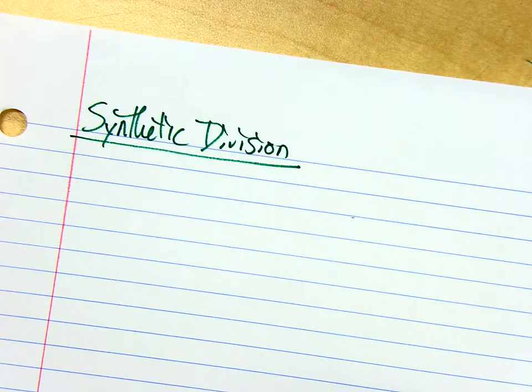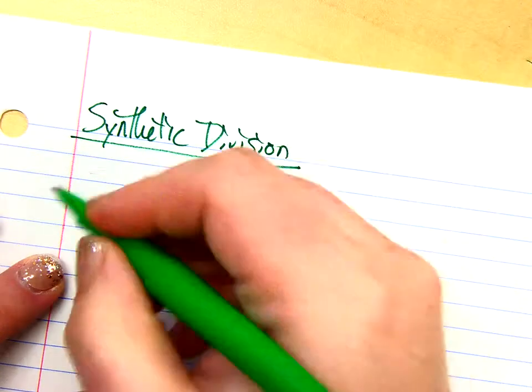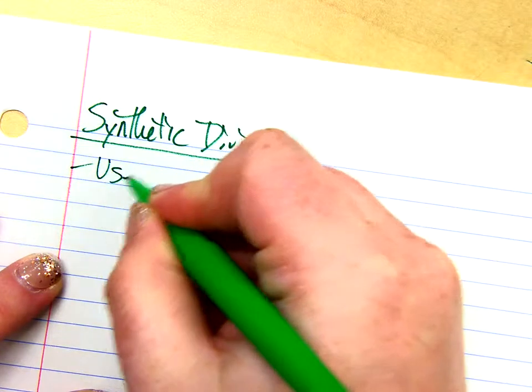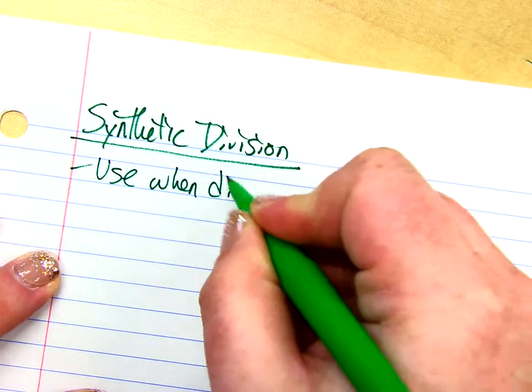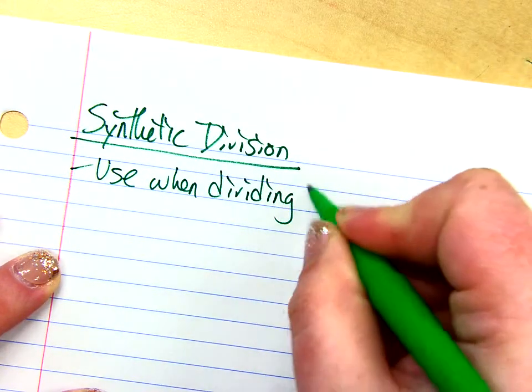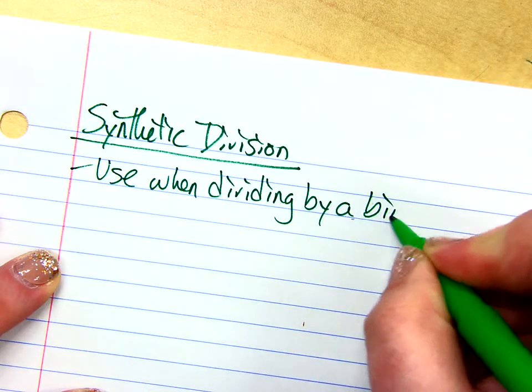Right, so as you just saw, synthetic division is a really fast way to divide a polynomial by a binomial. Okay, so there's limitations to this. You can actually divide by a trinomial, but it's much harder and much more complicated, and you might as well just do long division at that point. But it is possible. So you want to use this when dividing by a binomial.